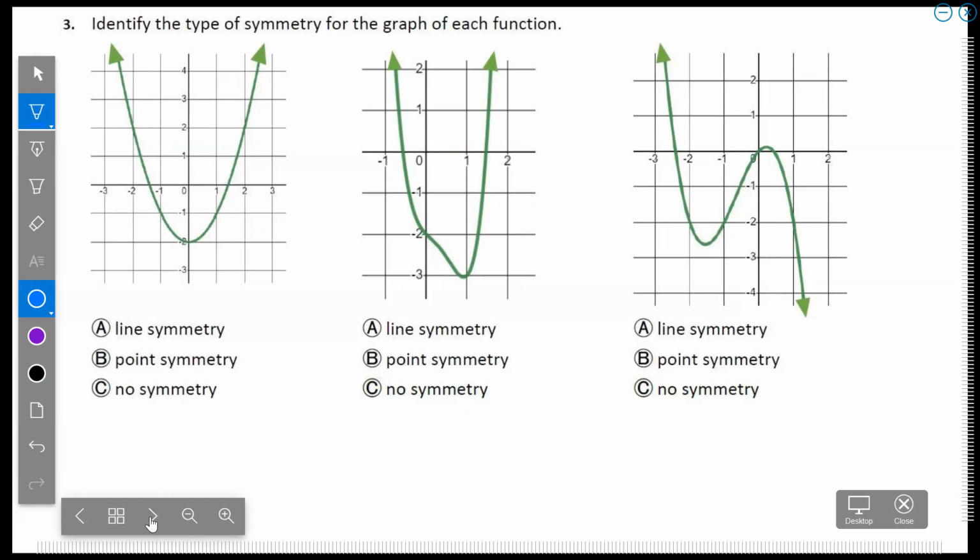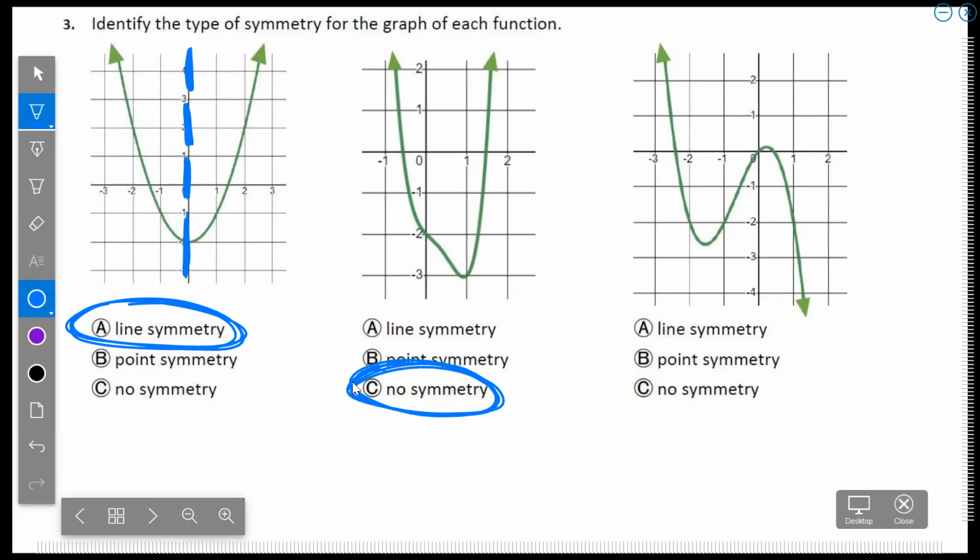On number 3, do we have any kind of symmetry going on here? Line symmetry. If I draw a line right through here and I fold it in half on that line, it would match up with itself. So I have line symmetry here. What about the one in the middle? Do I have line symmetry on that one? No. Is there somewhere that I could put a point down, somewhere that I could put like a push pin and twist it halfway? Nope. So I have no symmetry here.